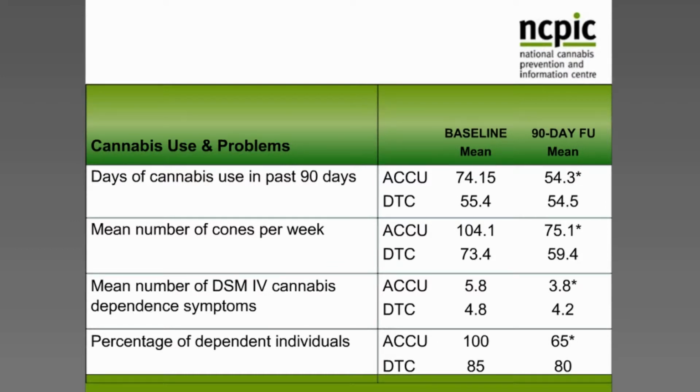I mean, you'd expect them both to be the same at baseline, but it was quite odd that they smoked less than the treatment group. But as you can see, at follow-up, there was absolutely no change in their use, whereas in the treatment group, there was change between baseline and follow-up. In terms of the number of cones that they smoked per week, there was a significant reduction in the treatment group, and there was even a reduction in the delayed treatment group.